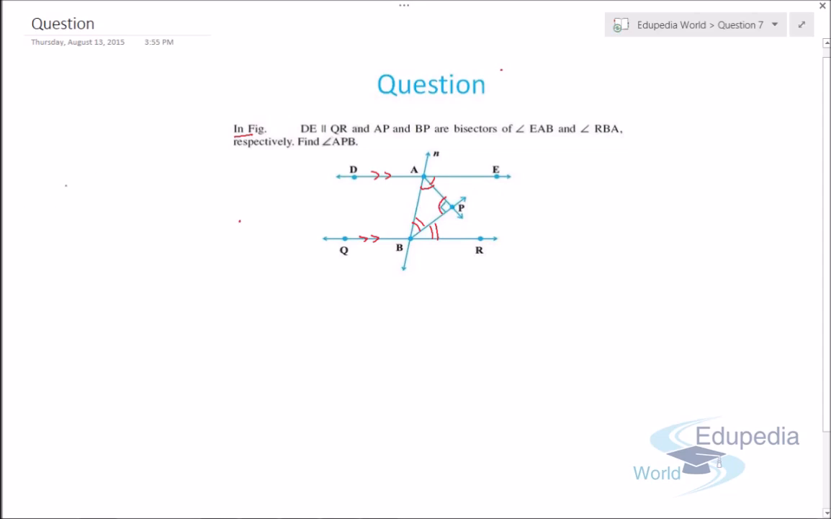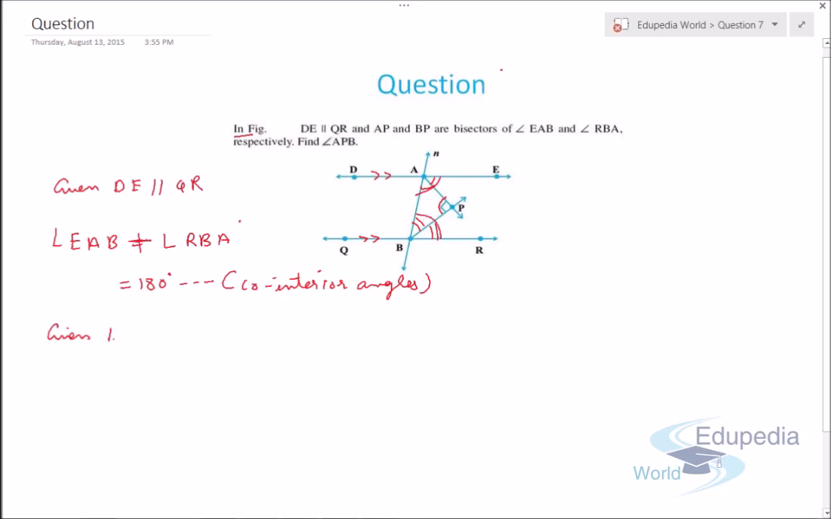Now it's given that DE is parallel to QR. So angle EAB plus angle RBA is 180 degrees. Why? Because they make a pair of co-interior angles, right? They make a pair of co-interior angles. Angle EAB means this angle, angle RBA means this angle.